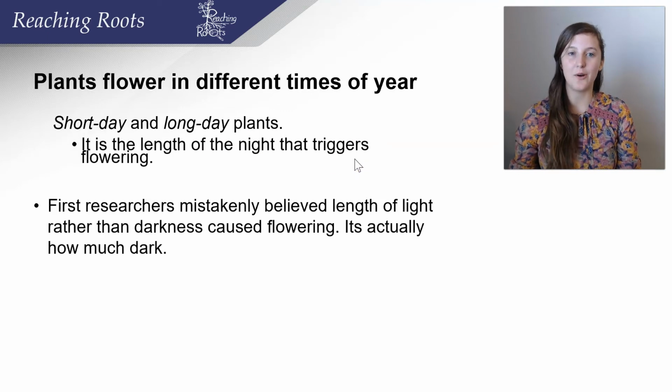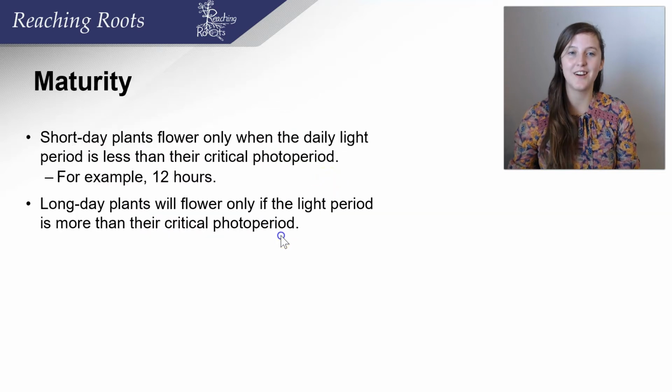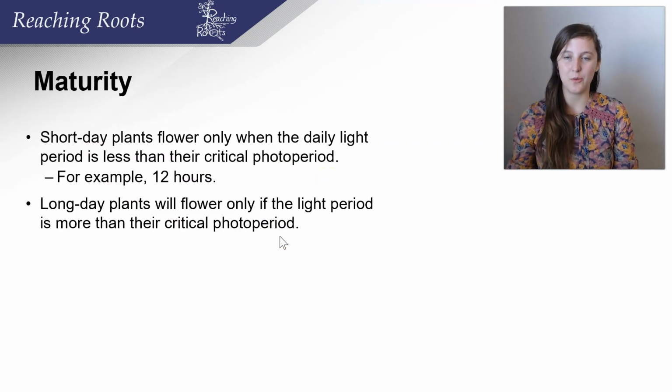Some plants flower when the days are short, and some plants flower when the days are long. It's important that gardeners understand this and know which plants are which so that they can have beautiful flowers all year round. Originally, the researchers thought that the length of the daytime was really important for when plants flower. But as they did more research, they realized that it's actually the length of night, or dark, that triggers plants to flower. I'm going to explain how this works.